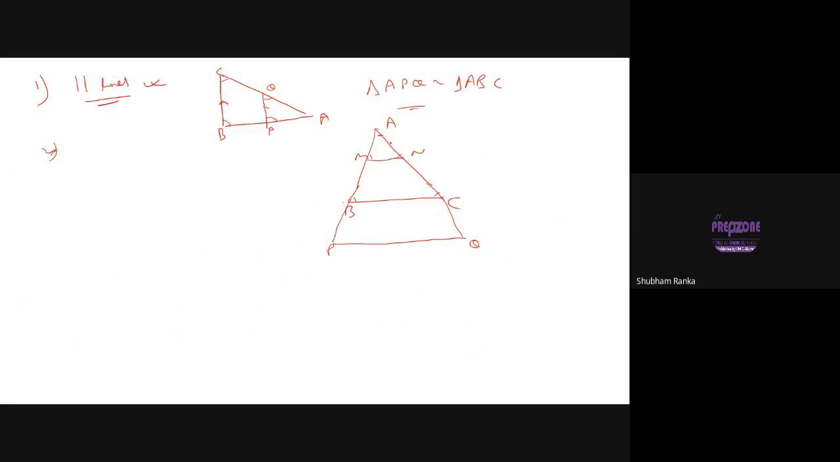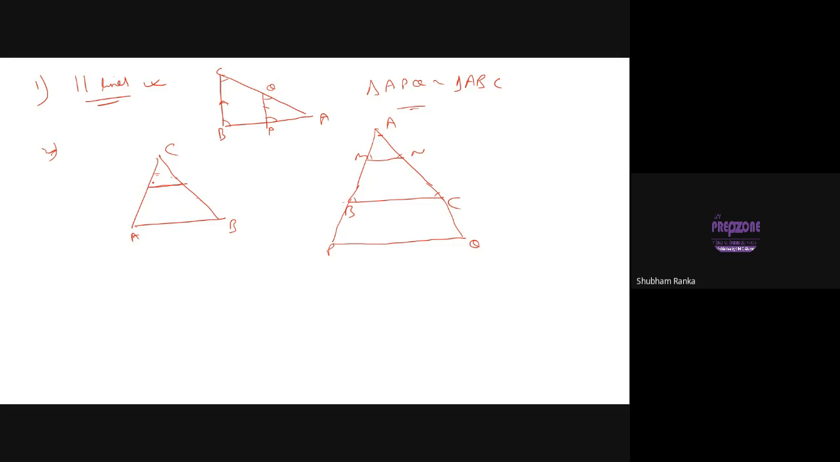So any relation you can write and use depending on what is asked in the question. So the result is that if you join the midpoints of two sides of a triangle, it is parallel to the third side and half of it.